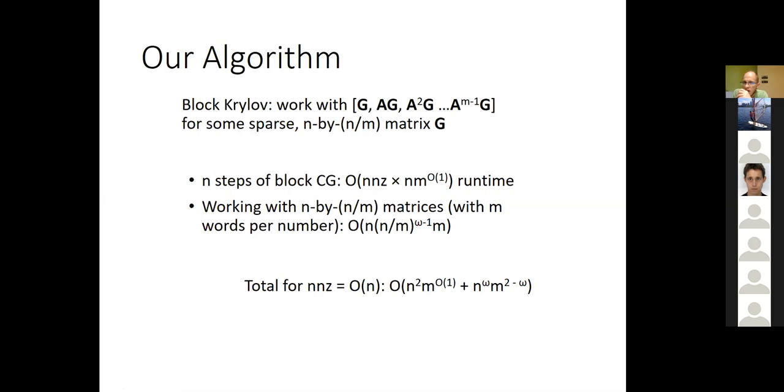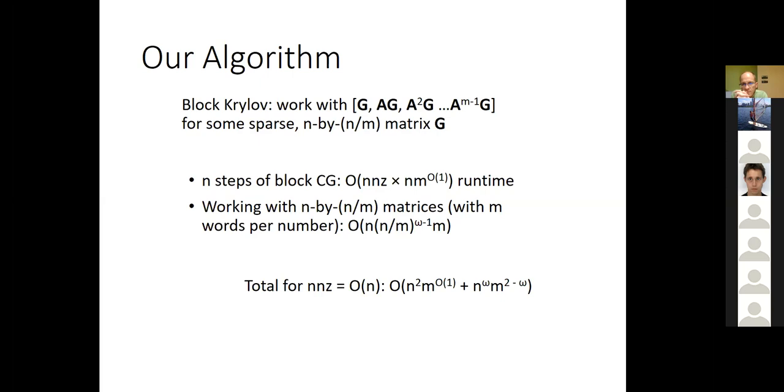The runtime of doing this block CG, generating this block Krylov space, is still roughly nnz times n with a poly m factor overhead. But the advantage now is that we're working with matrices that are n by n over m, and we have n of these. And now the cost of working with these matrices becomes n times n over m to the omega minus 1, times the extra factor of m. This extra factor of m is the number of digits that these numbers need to be kept to.